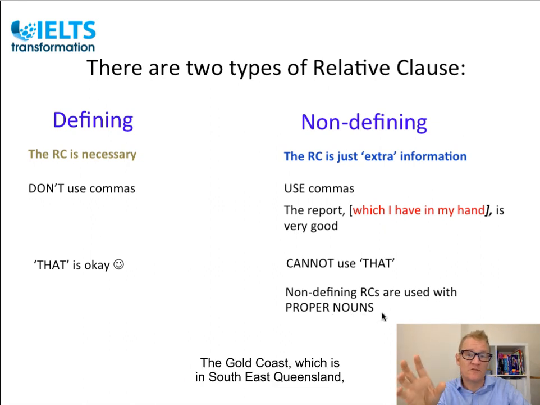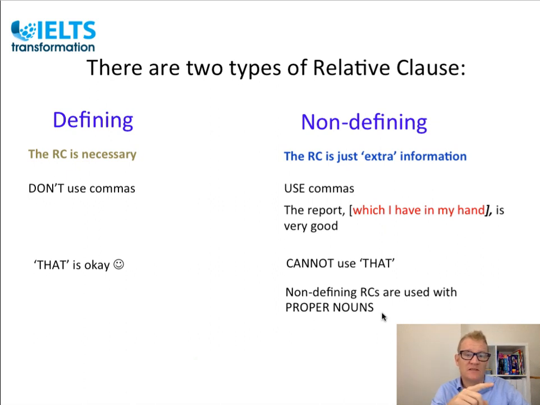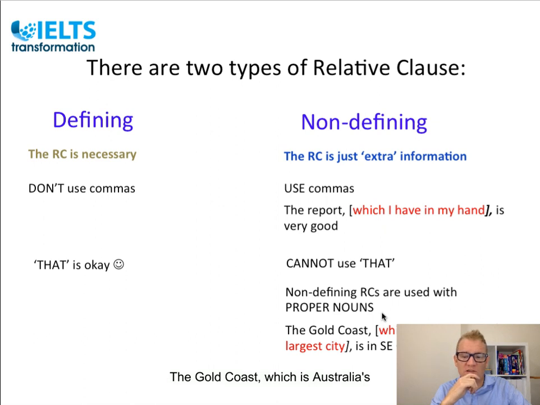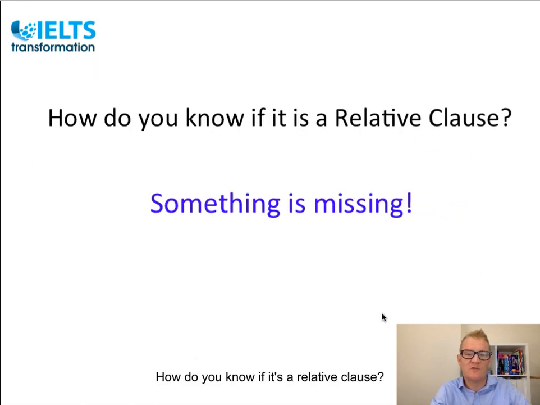So the Gold Coast, which is in southeast Queensland, is a beautiful place. We must use commas and we must use which. There you go. The Gold Coast, which is Australia's 6th largest city, is in southeast Queensland. How do you know if it's a relative clause? Well, something is missing. Let me explain this to you more.